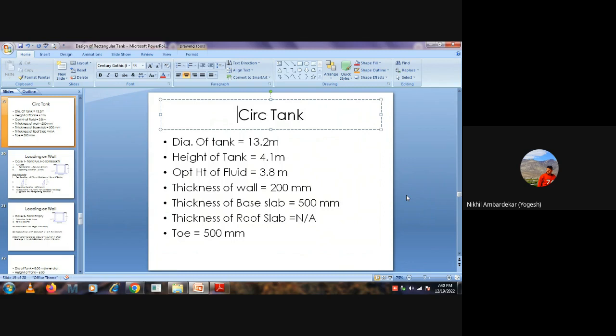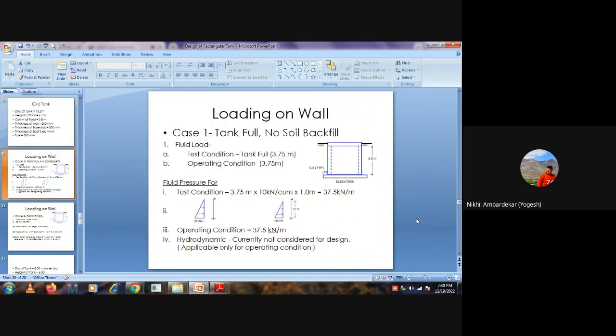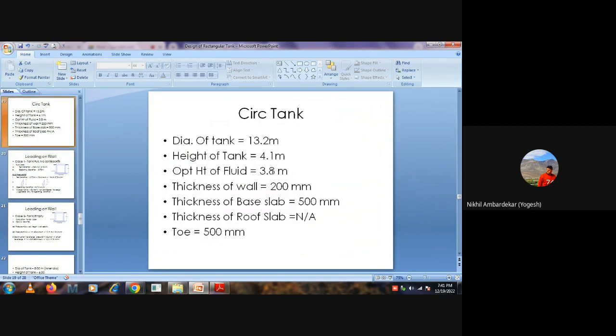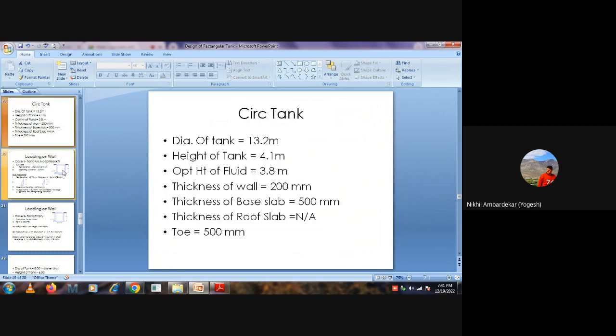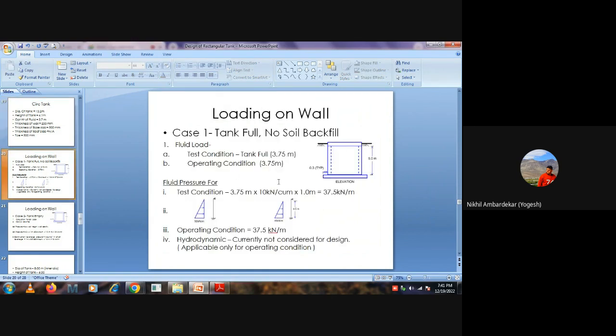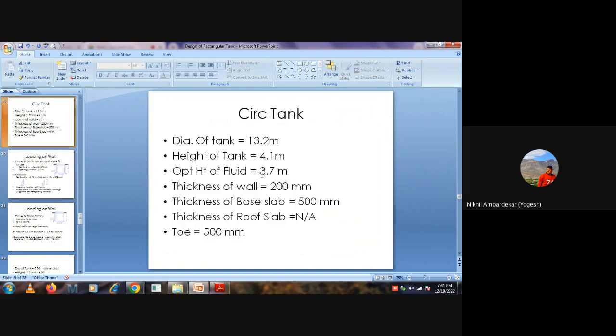Okay, so now how to use the PCA table, but before that we will just finish the loading as usual. So first case, tank full, no soil backfilling. Test condition, tank full height is almost 3.7. I changed this a little, because it is much easier to change here rather than in this figure. It is 7.5, okay, I make it 7.5, no tension.